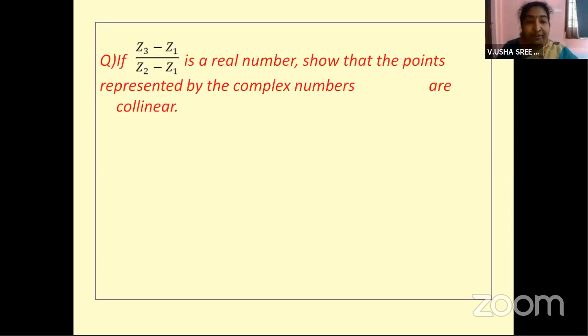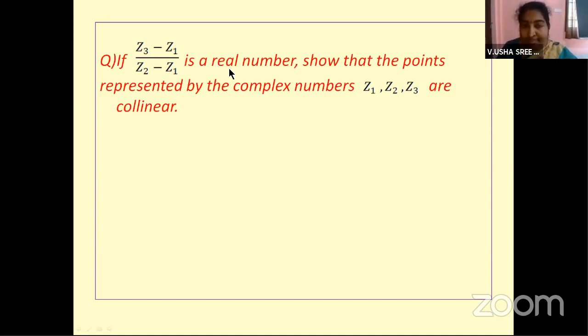We'll go with the next problem. If (Z3 minus Z1) by (Z2 minus Z1) is a real number, then show that the points represented by the complex numbers Z1, Z2, Z3 are collinear. Now, I want you to observe the point given here. (Z3 minus Z1) by (Z2 minus Z1) is a real number. Imagine, you need to understand this.